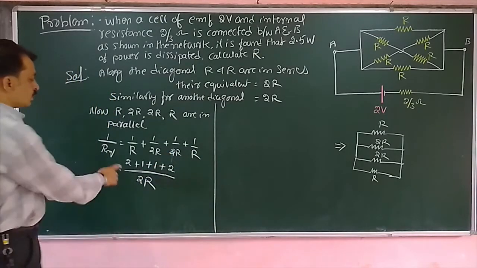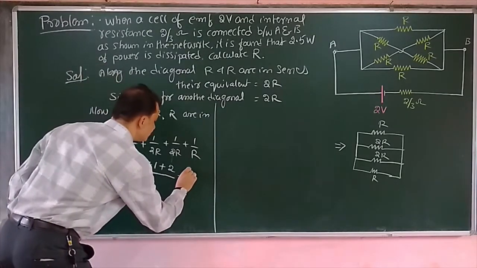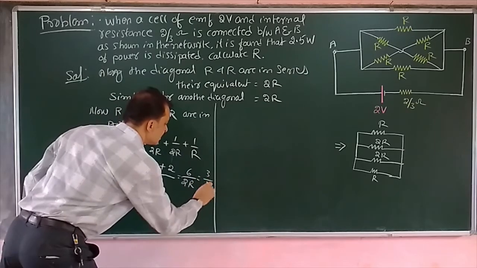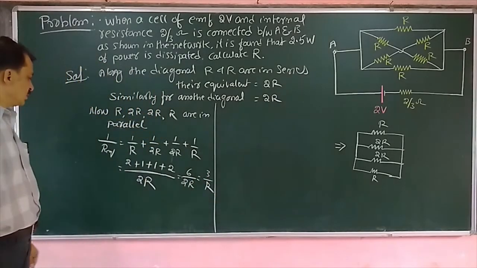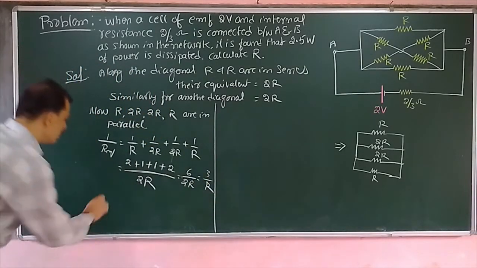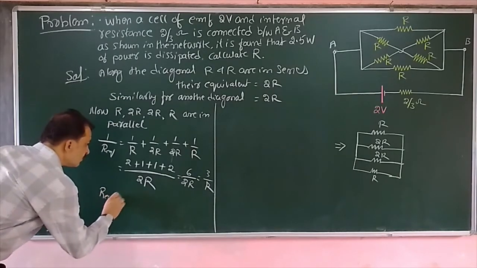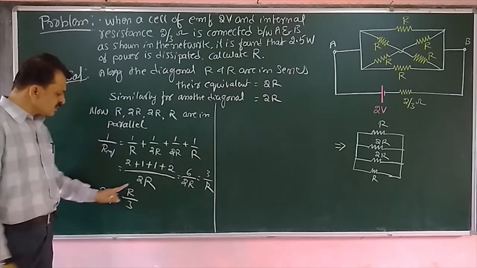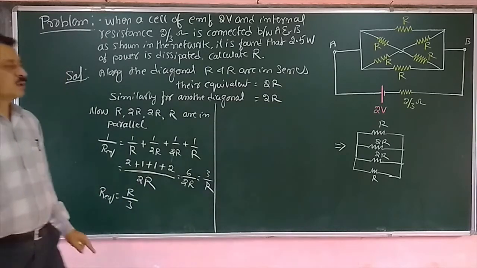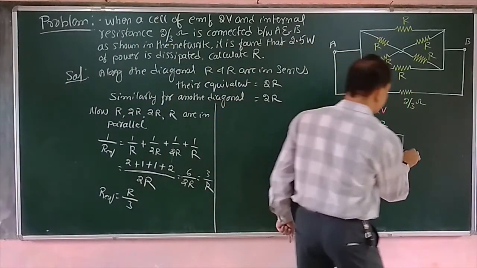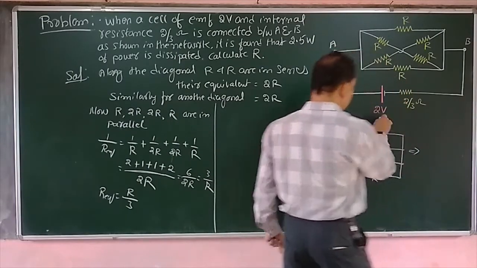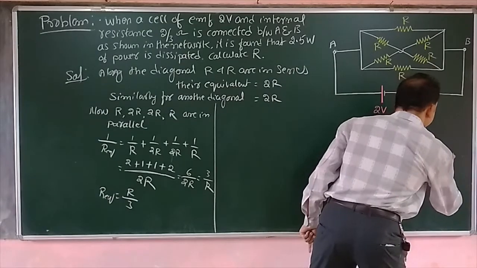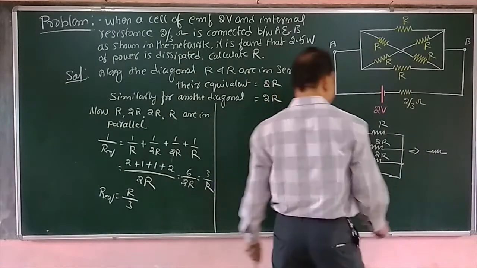Okay. Now it is 6 by 2R or it is 3 by R. This is 1 upon R equivalent. Therefore, R equivalent becomes R by 3. Now the circuit reduces to this. Now I am replacing all the four resistors with a single equivalent resistor, whose resistance is R by 3.